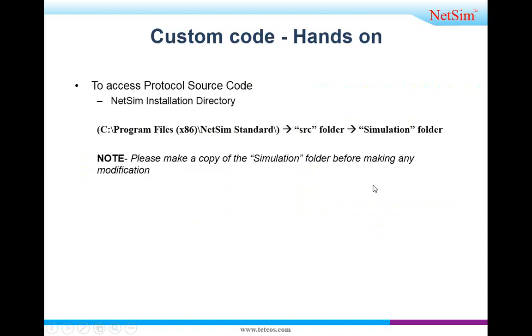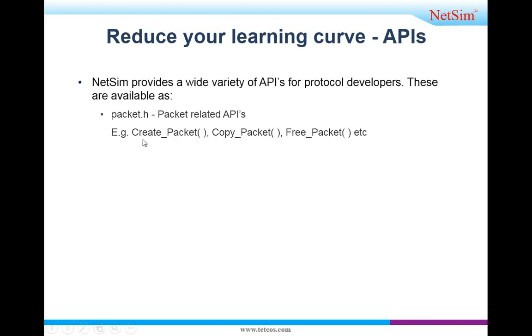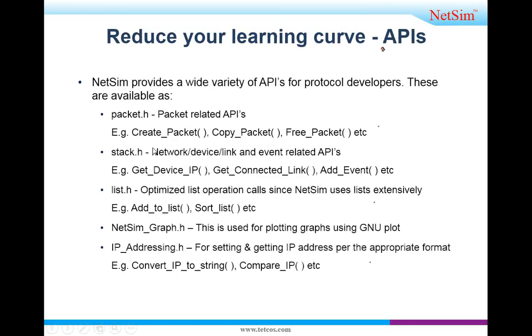Now custom hands-on. All the protocol C source code is available in the NetSim installation directory, that is, C, Program Files, NetSim Standard. And some NetSim APIs have been given. In order to reduce the time and effort of the protocol developer, NetSim provides APIs which can be used to perform activities like packet creation, deletion, IP address comparison. NetSim also provides a manual in the help section to assist developers while writing or editing the source code.